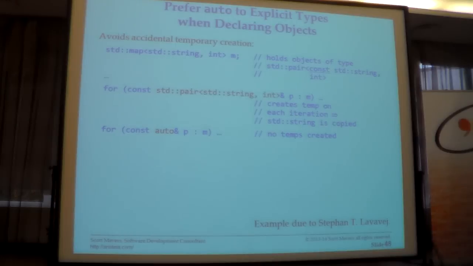Generally speaking, my experience is that people start by looking at auto as a typing convenience. But the more you look into it, the more you realize that it actually can prevent certain kinds of mistakes in your programs that are easy to make by accidentally typing the wrong type. Any questions on this example?